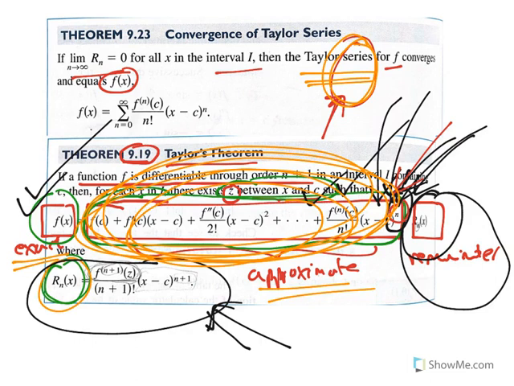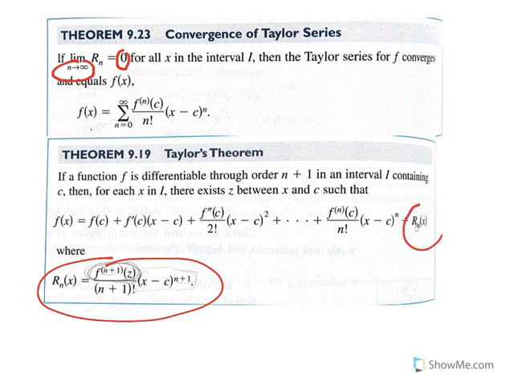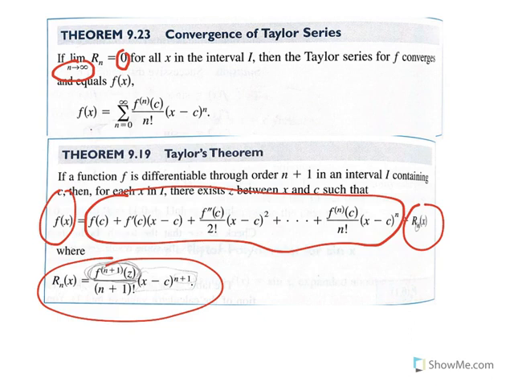But you want to understand this statement as I just stated. If the limit of r sub n as n goes to infinity is equal to 0, and again, what does that mean? The difference between the exact value of the function and a partial sum approximation for it is approaching 0. The difference between the two is approaching 0. For all x in the interval I, then we say that the Taylor series for f will converge to the function from which it was formed.